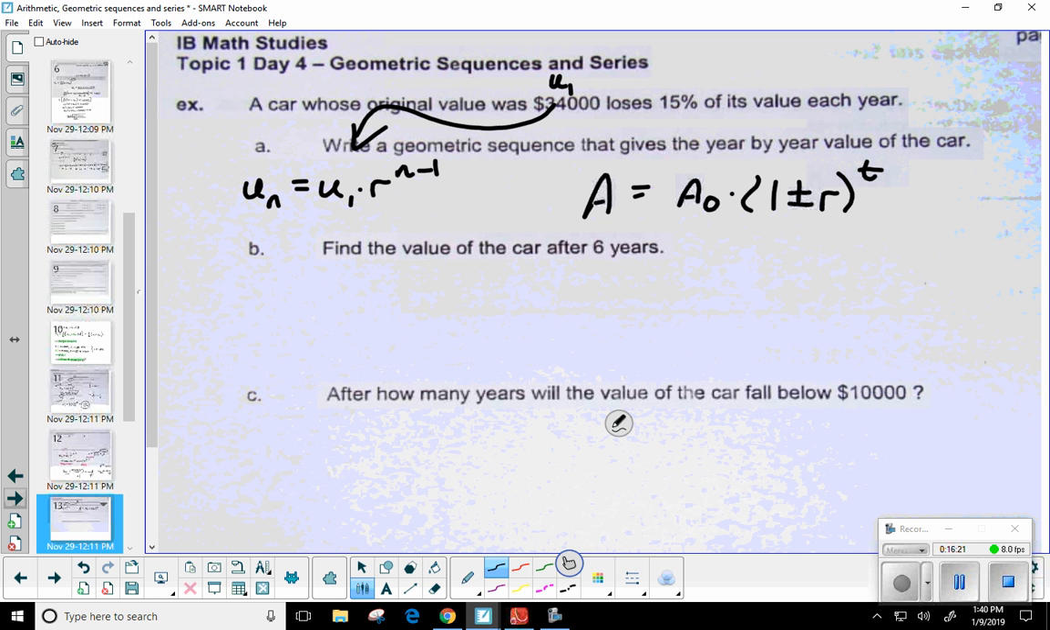Okay, so let me go ahead and do this. First, let's set this one up just so we have our percentage here. What's the starting amount? It's 34,000, right?